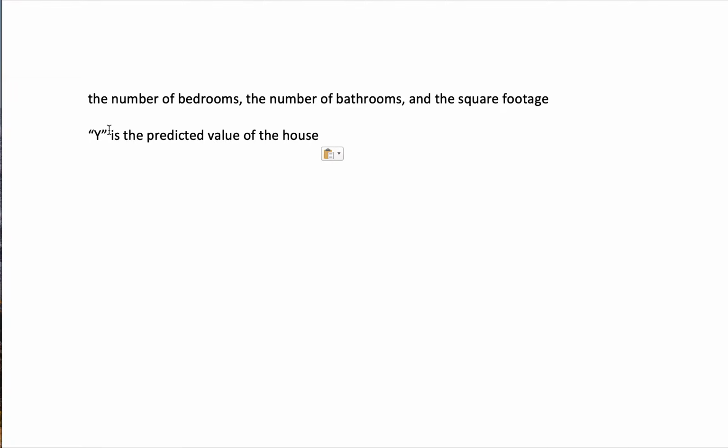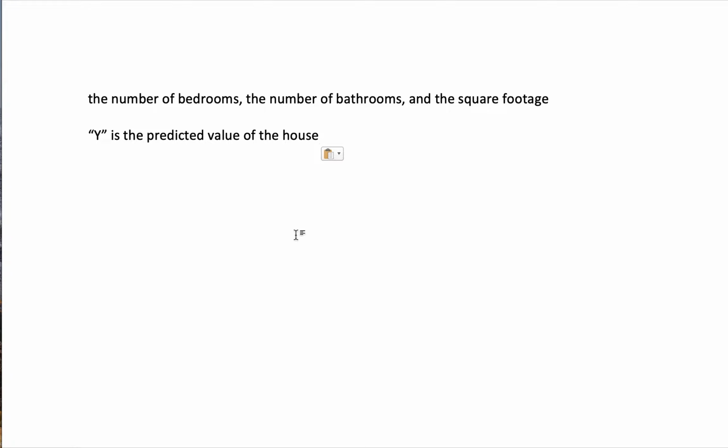Now, keep in mind that this value y, the predicted value of the house, is always going to be wrong because the model is trying to create an estimate for the price of a house. If it ever gets it right, we are very lucky. But in general, it's going to be wrong. But it's going to be hopefully close to the real price of the house.